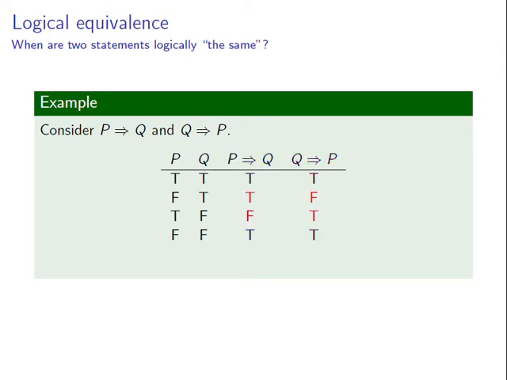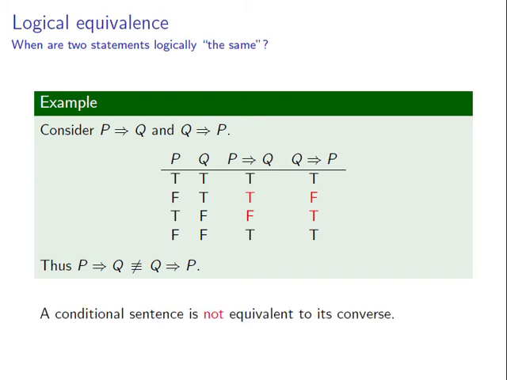We see that the truth values of P implies Q and Q implies P differ in the second and third rows. That is, when P is true and Q is false, and when P is false and Q is true, the statements P implies Q and Q implies P have different truth values. Thus, P implies Q and Q implies P are not logically equivalent. Hence, a conditional sentence is not equivalent to its converse.